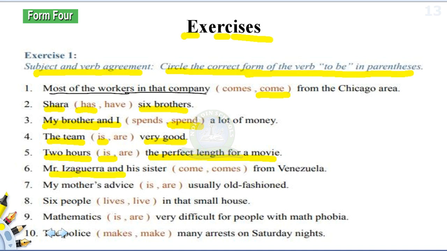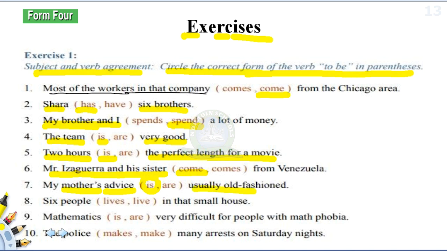Mr. Language and his sister, that is 2 people, so we're going to use come from Venezuela. My mother's advice: we are not talking about your mother, we are talking about advice. Advice is uncountable, so we're going to use is. My mother's advice is usually old-fashioned.